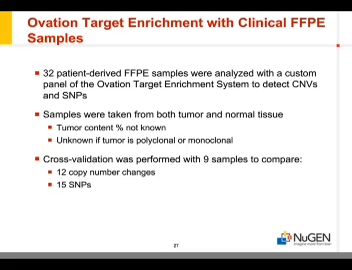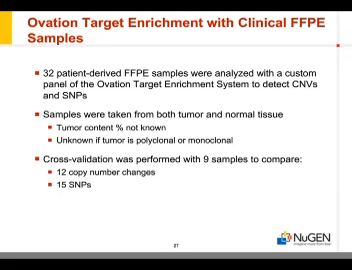Because this is customer data, we were provided the data without complete sample information, so we don't know the actual tumor content of the samples or if the tumor is polyclonal or monoclonal. But what we do know and have is a set of validated 12 copy number changes and 15 SNPs that were identified with an orthogonal method, the Foundation 1 screen, for 9 of the 32 samples.